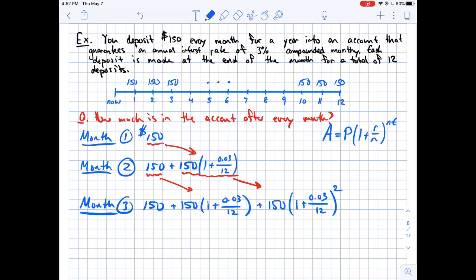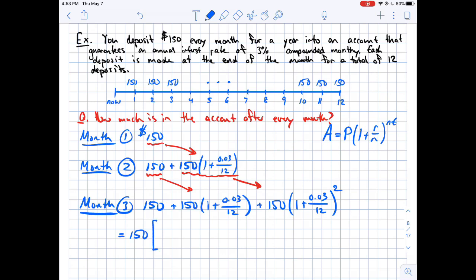And so what we can do is sort of factor this to make that pattern even a little bit more clear. And then we're going to extend this all the way through the 12-month period to see what we get by the end. So I noticed that every term has 150 in it. I could start by factoring out that term 150.